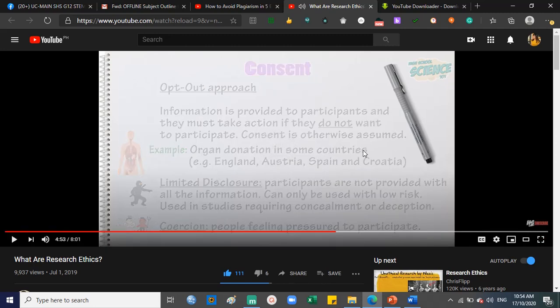If the respondents choose not to participate in the research, if they opt out, like in the consent form, they do not want to participate. So again, it's fine. Do not force your respondents to participate in the research. Okay, so that is very important.